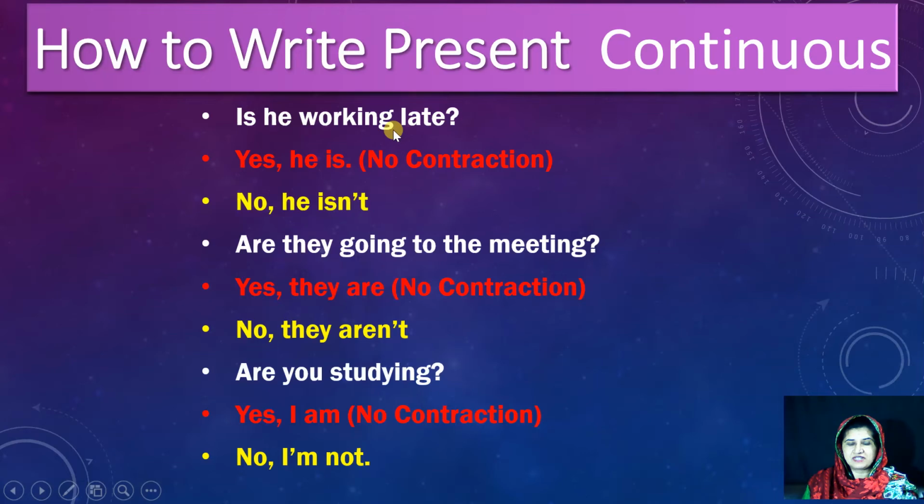Let's make some more sentences and let's see, have you learned how to make the question statement and how to answer them. Is he working late? You can say yes, he is working late, but informal conversation does not demand a complete sentence. You can simply say yes, he is. No, he isn't. Are they going to the meeting? Yes, they are. Or no, they aren't. Are you studying? Yes, I am. No, I'm not.